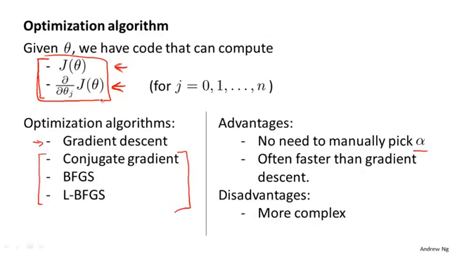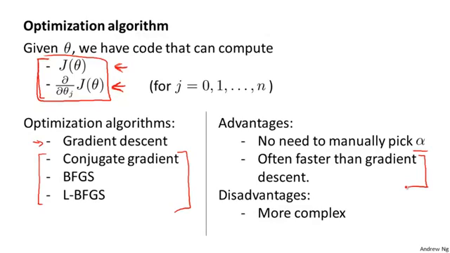These algorithms actually do more sophisticated things than just pick a good learning rate, and so they often end up converging much faster than gradient descent, but a detailed discussion of exactly what they do is beyond the scope of this course. In fact, I used to use these algorithms for a long time, like maybe over a decade, quite frequently, and it was only a few years ago that I actually figured out for myself the details of what conjugate gradient, BFGS, and L-BFGS do.